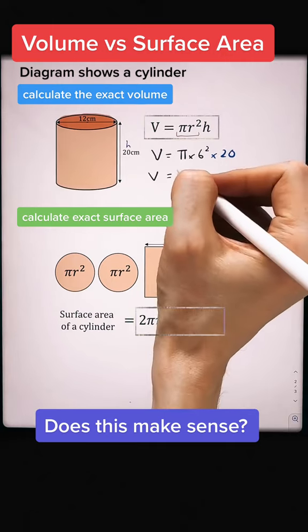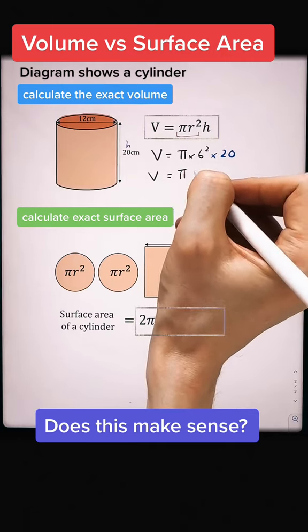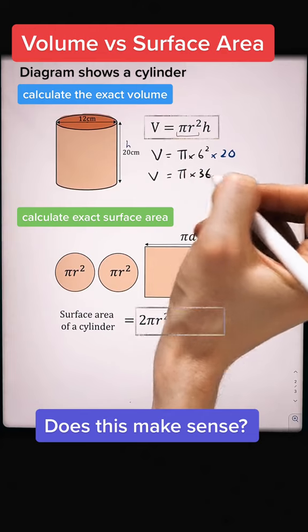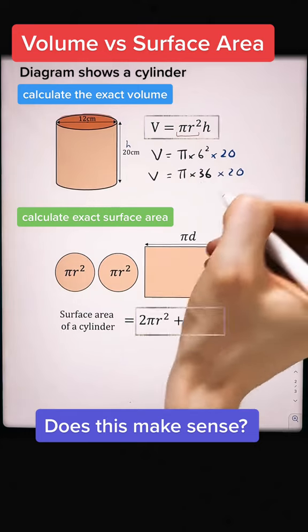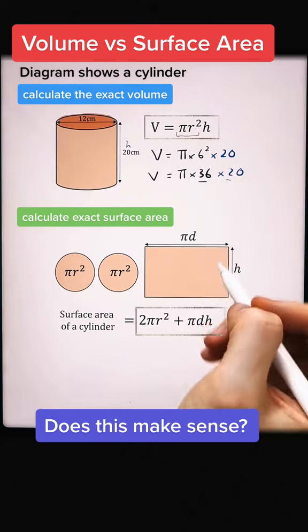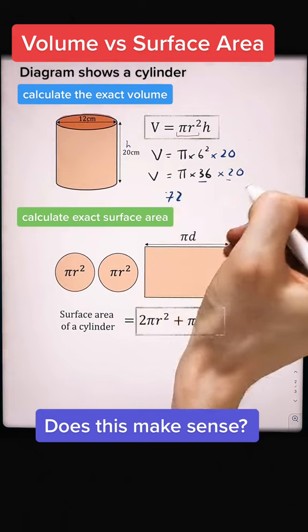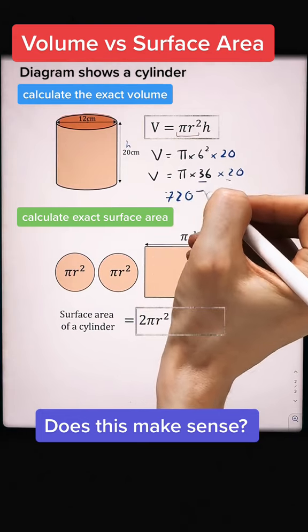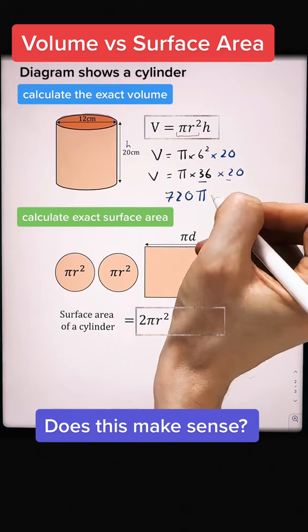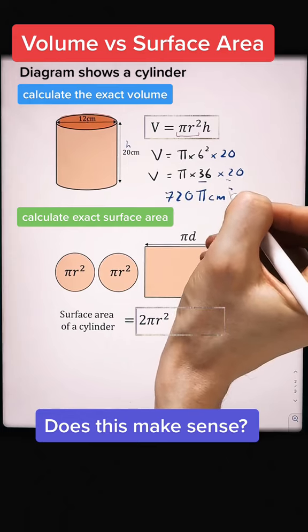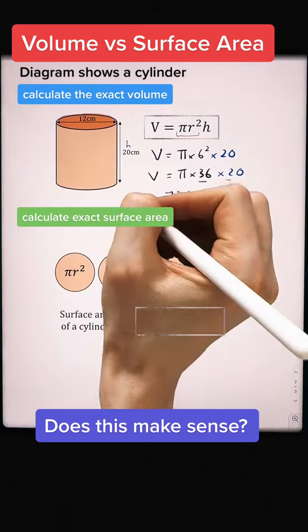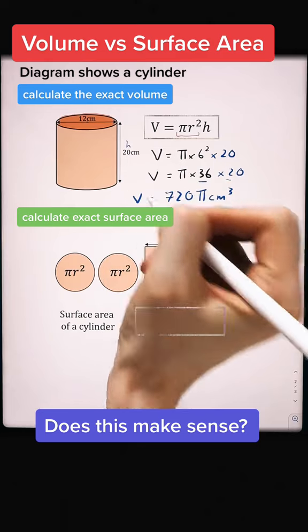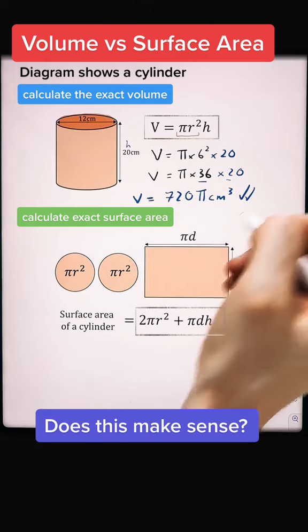Hence, my volume is going to be pi. I know 6 squared means 6 multiplied by itself, and 6 times 6 is 36, and I'm still multiplying by 20. Multiply my numbers. I know 36 times 2 gives us 72, and I've still got a 0. So 720 multiplied by pi is 720 pi. As it's a volume, it'll be in units cubed. As my length's in centimetres, my volume will be in centimetres cubed. So my volume of my cylinder in this case is 720 pi centimetres cubed.